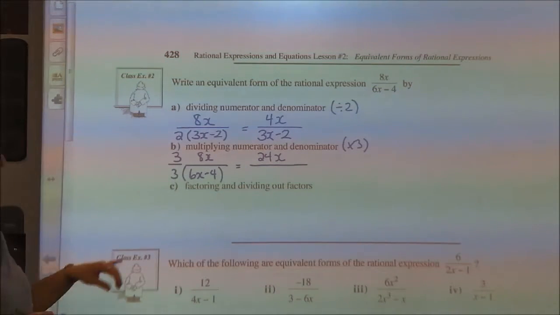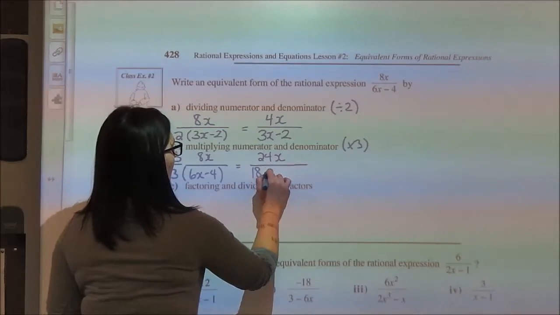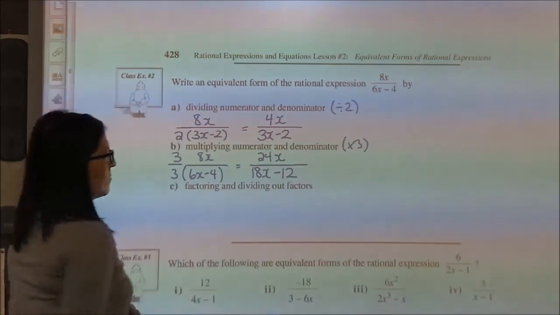3 times 6x minus 4, I have to multiply the 3 by both terms, and I get 18x minus 12.